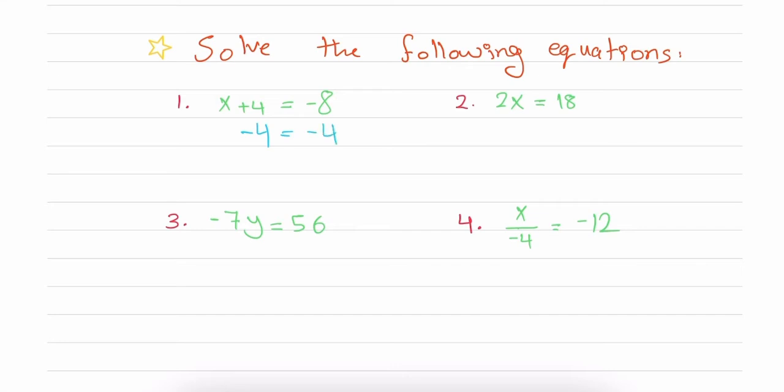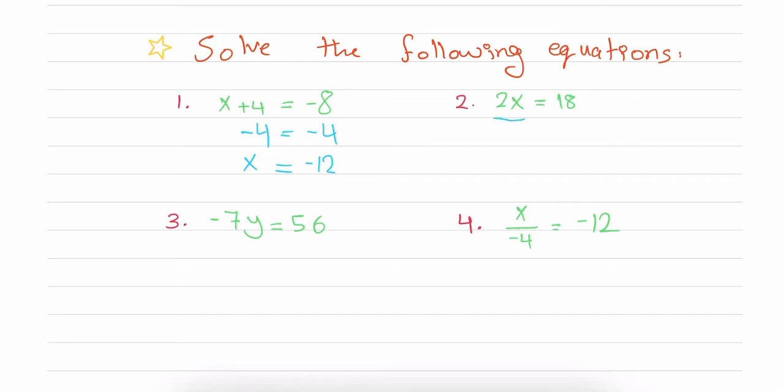So 4 minus 4, this would be 0, and we will be left with x. Negative 8 and minus 4, both numbers need to be added now, so this would be negative 12. So now we know that x is negative 12. In the following question, we have 2x equals 18. The 2 is multiplied by the x, so we need to divide by 2 on both sides.